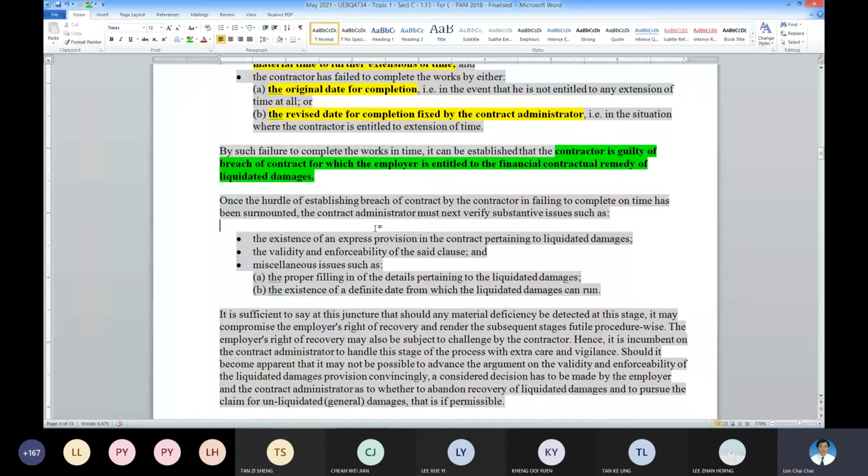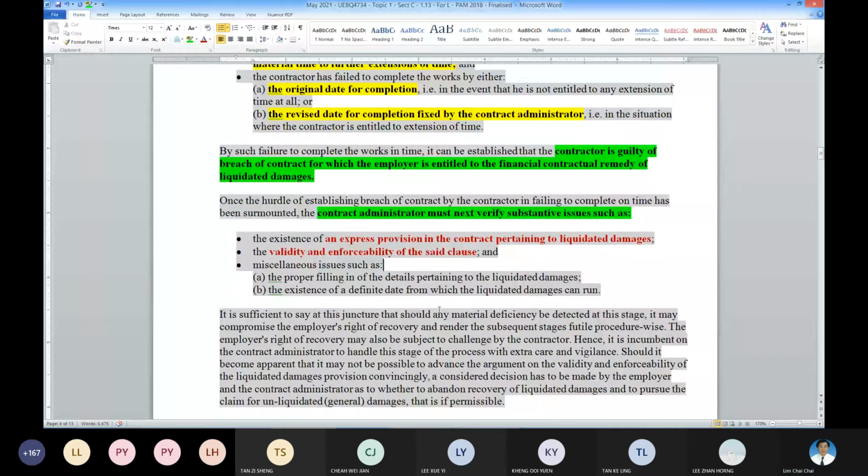So on top of that, as usual, these are the substantive issues that need to be present in the contract document. There is an express provision for LD. That means there is a clause for LD. And then it must be a valid and enforceable clause. If you don't have that, then it will be a problem. So with the proper filling in of details pertaining to LD.